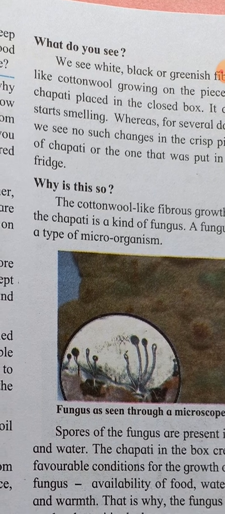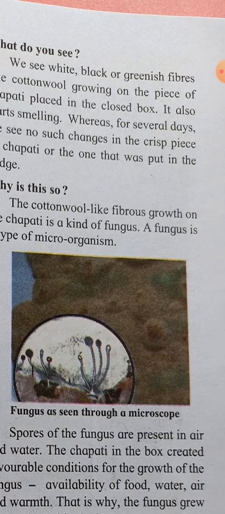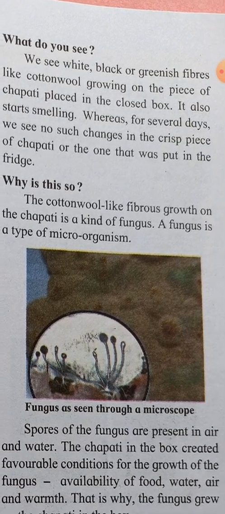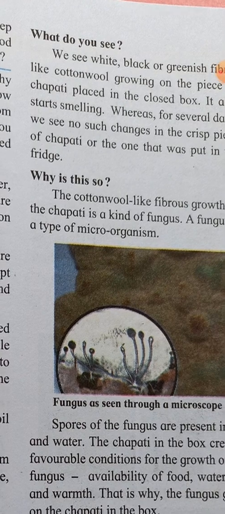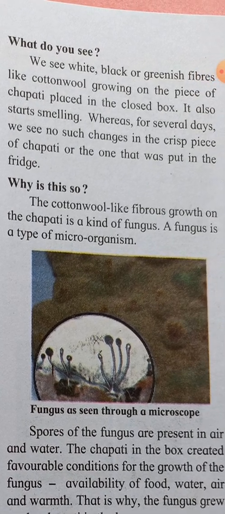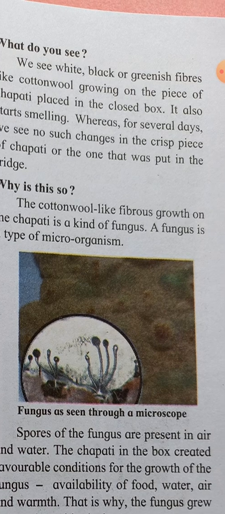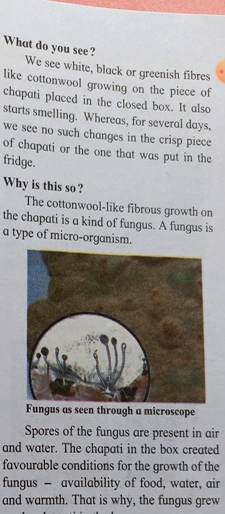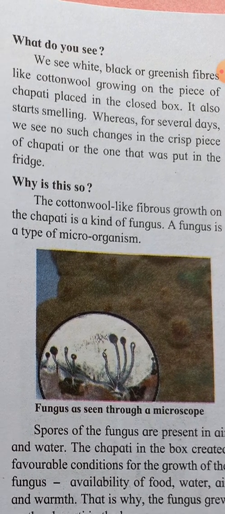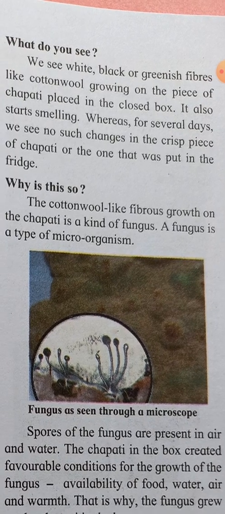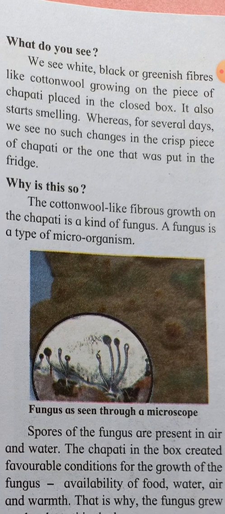Whereas after several days we see no such changes in the crisp piece of the chapati or the one that was put in the refrigerator. The piece we had kept in the refrigerator was the same, nothing happened. The crisp piece also was the same, in good condition. But the one piece we kept in the box had greenish fibers, a cotton-like substance. What is that?